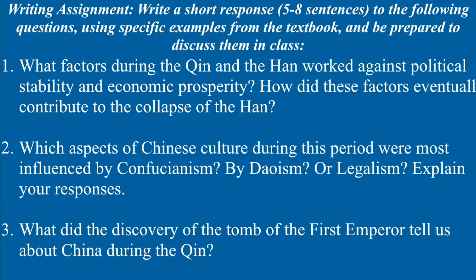Number two, which aspects of Chinese culture during this period were most influenced by Confucianism, Taoism, or legalism? Explain your responses. I would just make a bullet point list and say, okay, Confucianism, Taoism, legalism, and just start writing out some of the things that were influenced as a result of those three ideas. And then I would explain right after each of those specific things why those ideas were influential to the things that you've chosen.